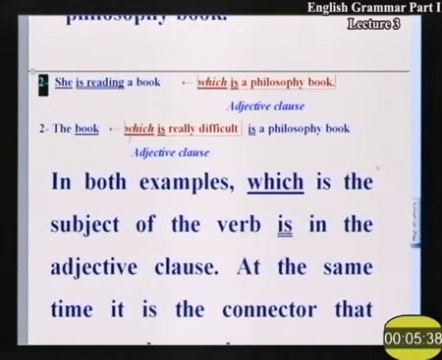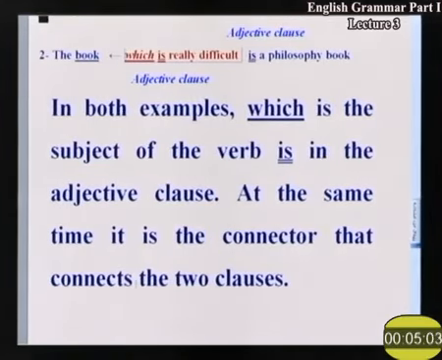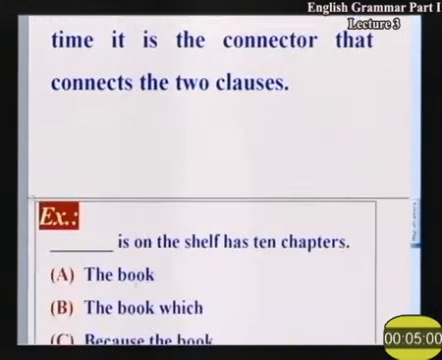لأني كان ممكن أقول the book is really difficult. كان ممكن يبقى عندي جملتين. The book is a philosophy book وبعدين the book is really difficult. فعشان أعمل the book is really difficult أعملها adjective clause شلت the book وحطيت الضمير بتاعه اللي هو which وبقت في نفس الوقت ضمير وكونكتور واتعملت الجملة بالشكل ده. طيب. In both examples, which is the subject of the verb in the adjective clause. At the same time, it is the connector that connects the two clauses. الكلام اللي لسه قايلينه.